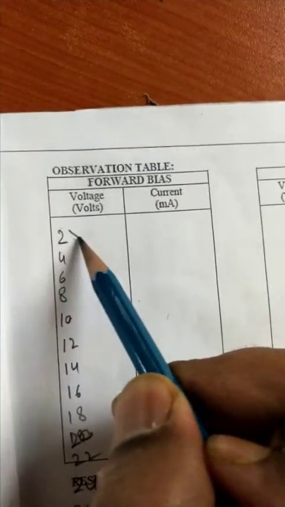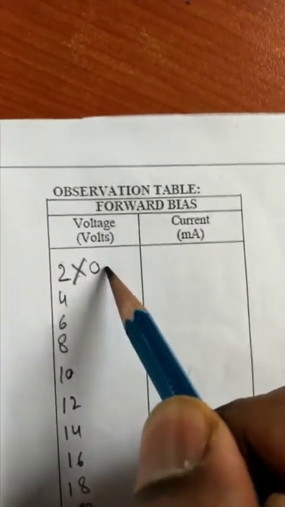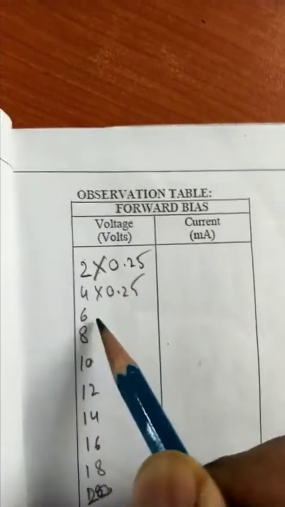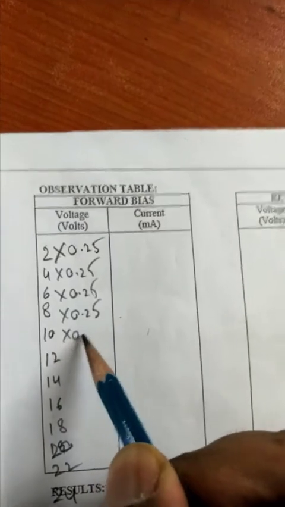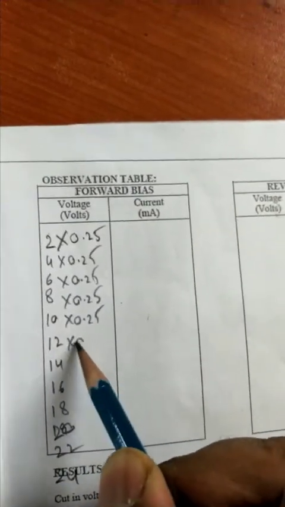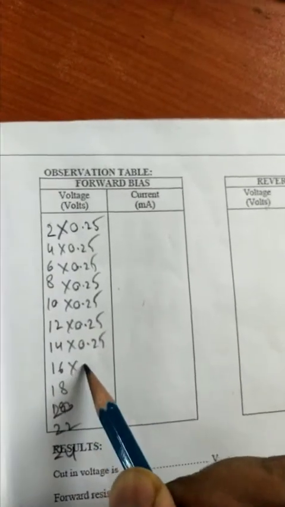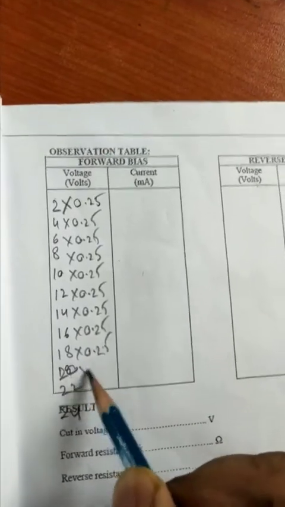One line value for the voltmeter we have taken here is 0.25. So 2 into 0.25, 4 into 0.25, 6 into 0.25. That means all the lines we multiply with the one line value. Then you will get the particular voltage, and you have to check how much current you get. That is called the VI characteristics we are studying. Correct or not? VI characteristics we are studying.